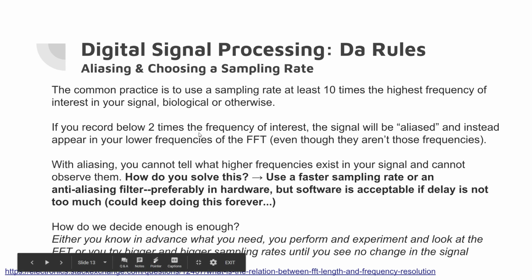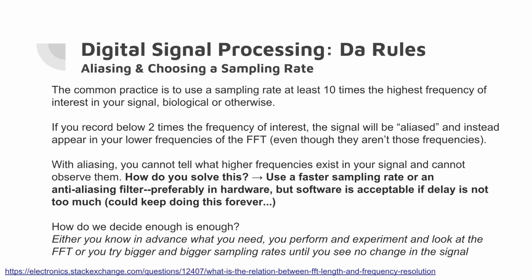So I kind of mentioned before this idea of aliasing and the sampling rate being at least 10 times the highest frequency of interest. This is very important, and we saw an example of this earlier. Basically what it comes down to is you need to perform your experiment, look at your FFT, look at how your algorithm is performing, and use that to make a decision about how you want to proceed.